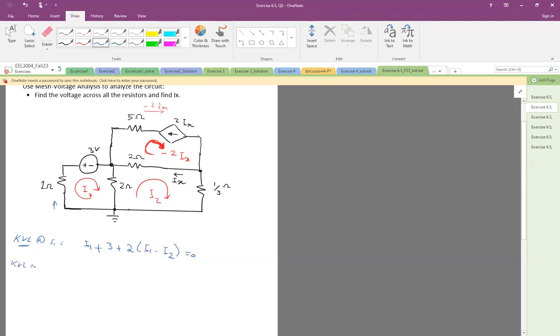Then KVL at second mesh, 2 times, what's the current of 2 ohm? It's I2 minus I1. And then I come here, 2 times, again, I2 minus this current, which is negative 2ix, basically, minus negative 2ix. And then plus 1/3 times I2 equals 0.